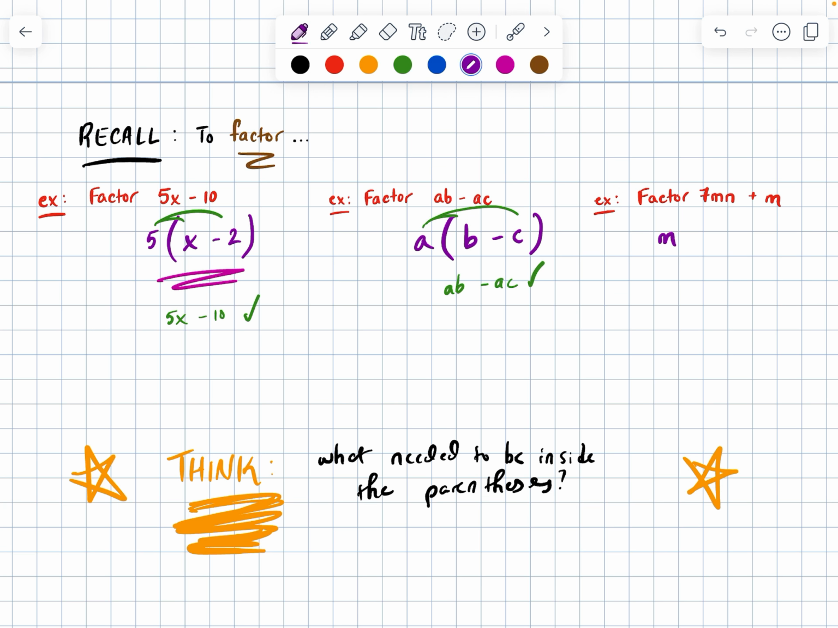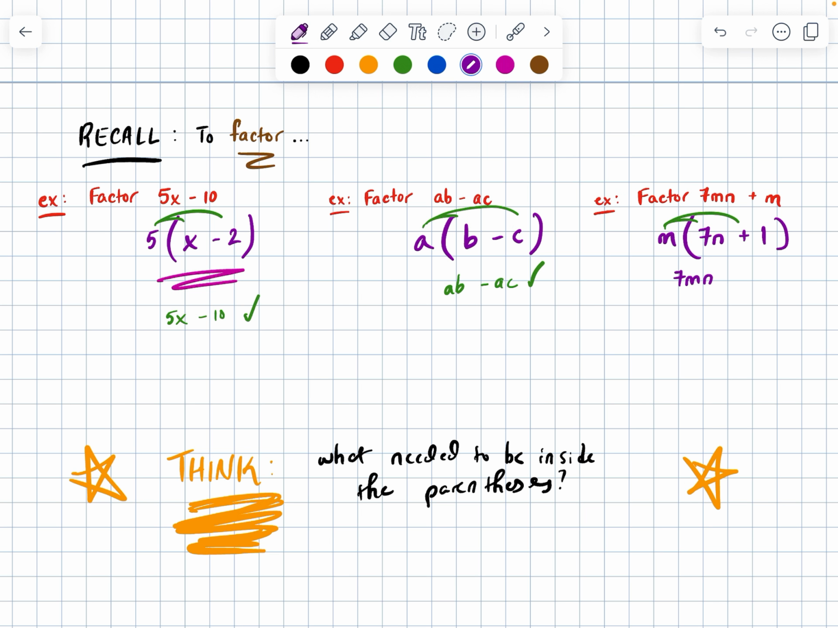7mn plus m, both of them have a common factor of m. When I remove an m from 7mn, what's left over? What would I need to multiply m by to get back to 7mn? Well, I need a 7 and an n. To get back from m to m, I don't actually need to multiply by anything. So if I end up with a plus m, I would need to do m times 1. So in this case, let's check using our distributive property. m times 7n gives me 7 times m times n.